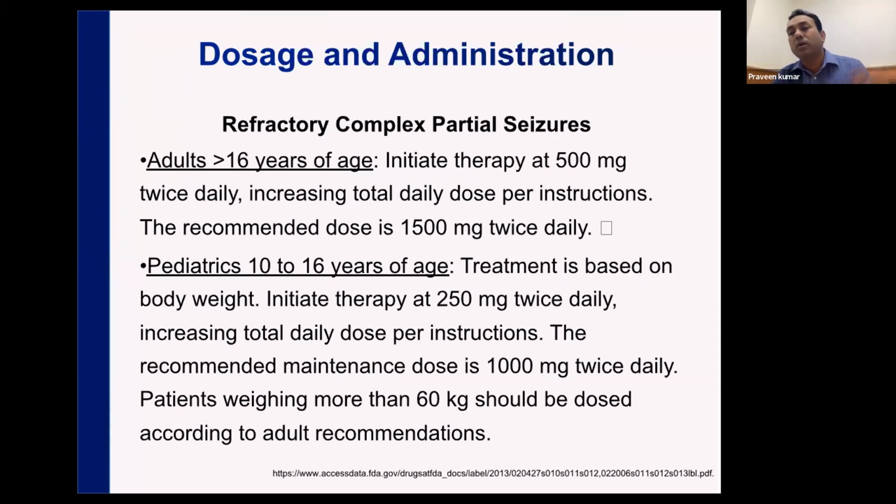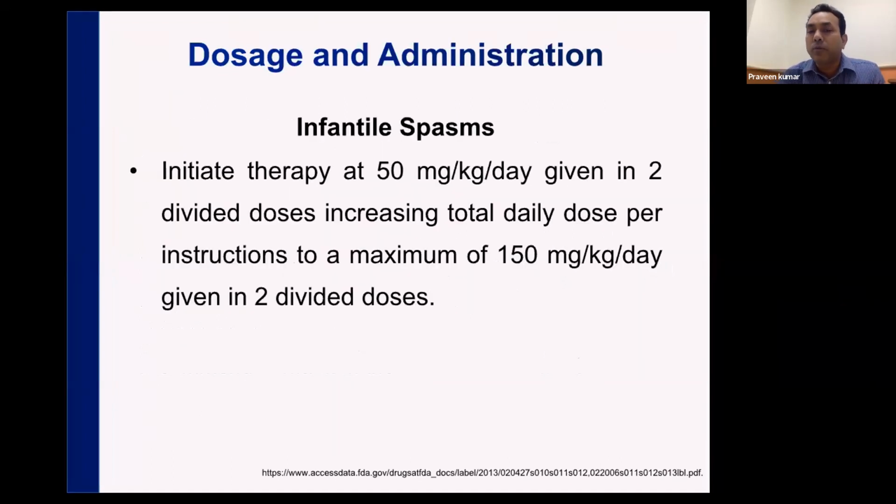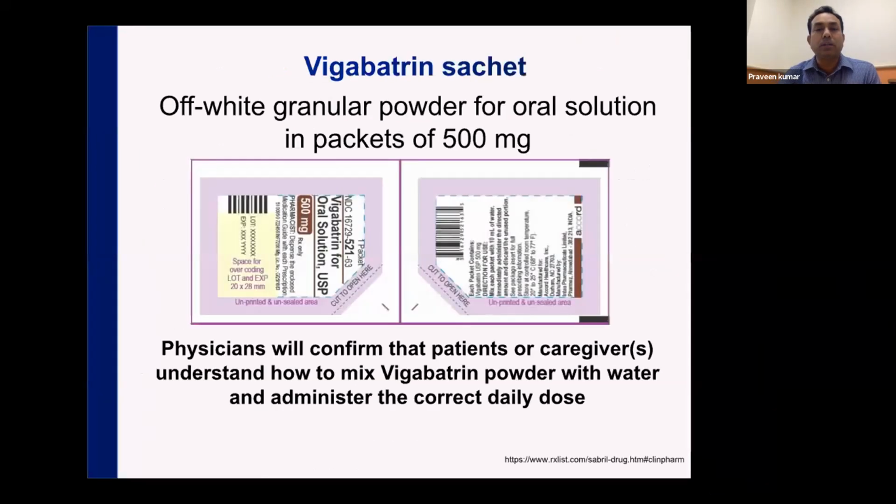If the steroid is not acting or fails to act, you can think about vigabatrin. The dose is 50 milligram per kg per day to start with in 2 divided doses, and then you can go up to 150 milligram per kg per day in 2 divided doses. So start from 50 milligram per kg per day, and you can go up to 150 milligram per kg per day.